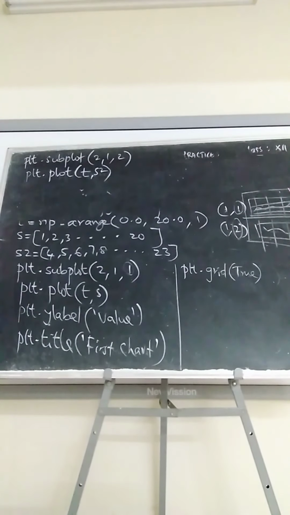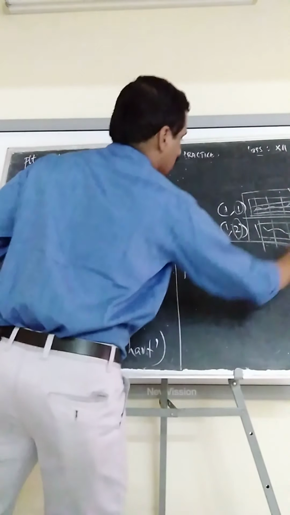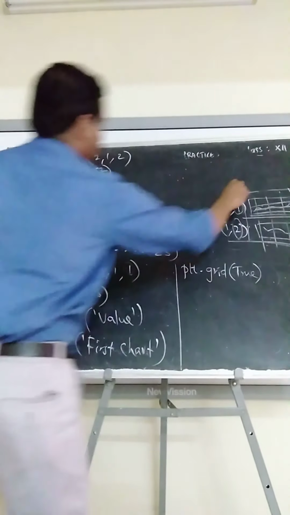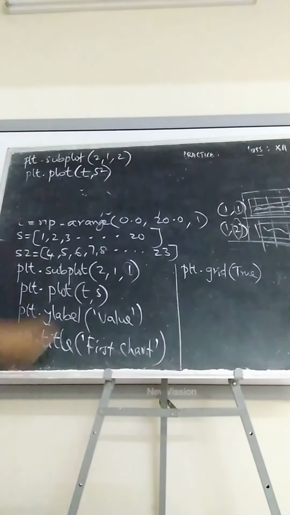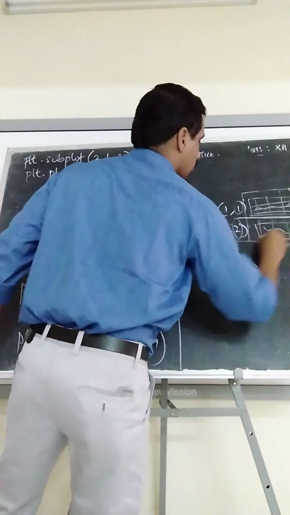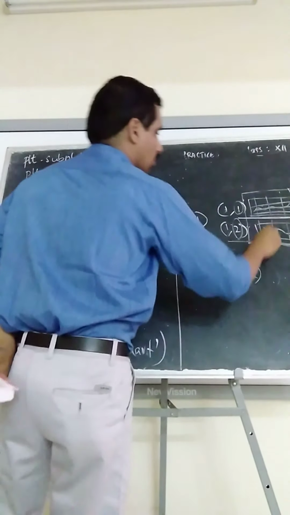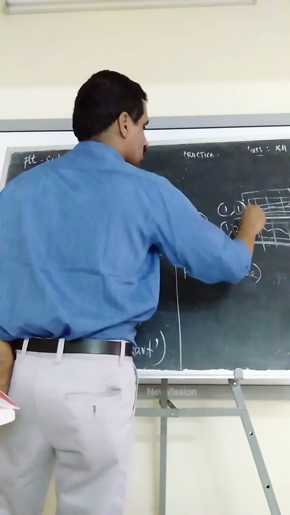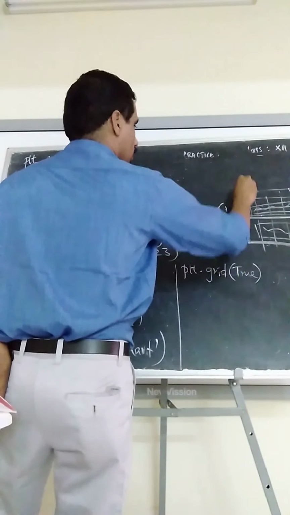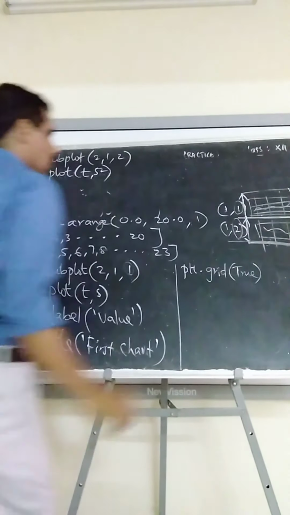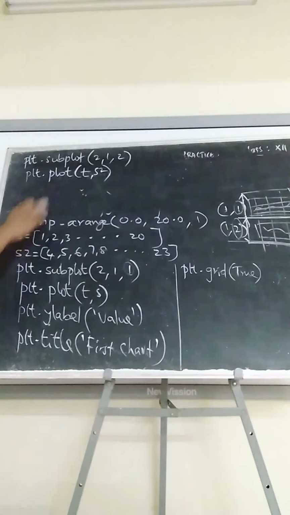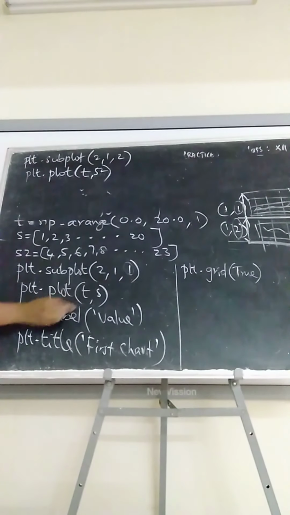Okay. So the x value will be the same, and the y value will vary for both. This is the x value for one plot, this is the x value for another plot. Both are the same, and this much is the y value for one plot, and this is the y value for another plot. That's why you find t in both, the same value, and in one it is t comma s, and in the other it is t comma s2.